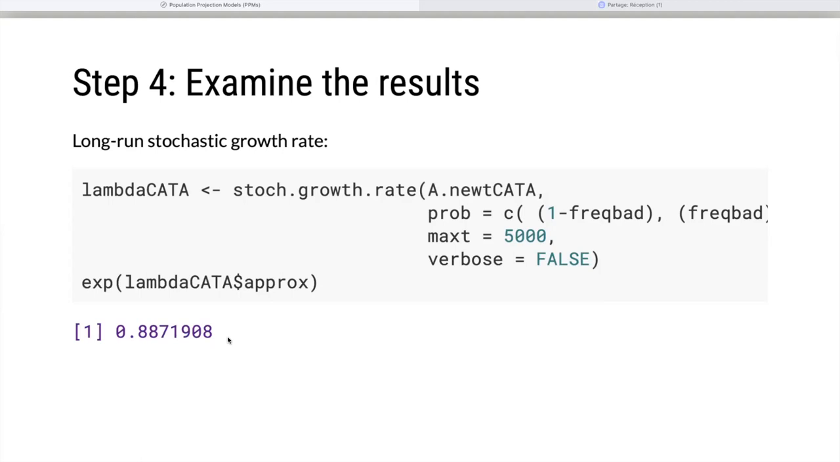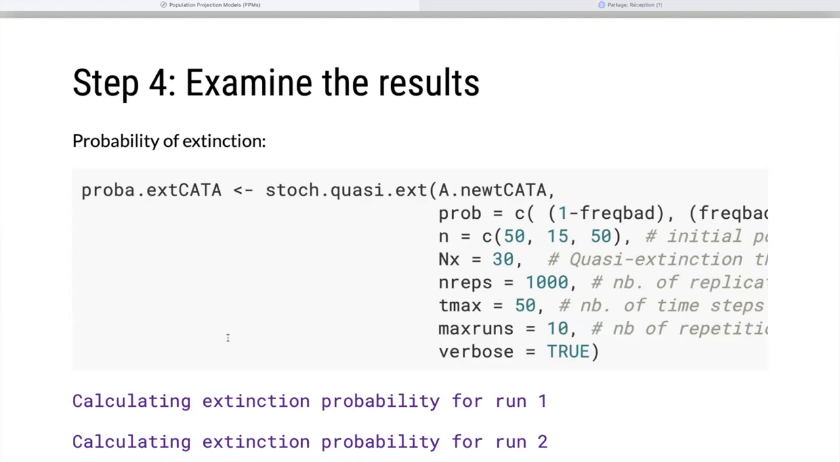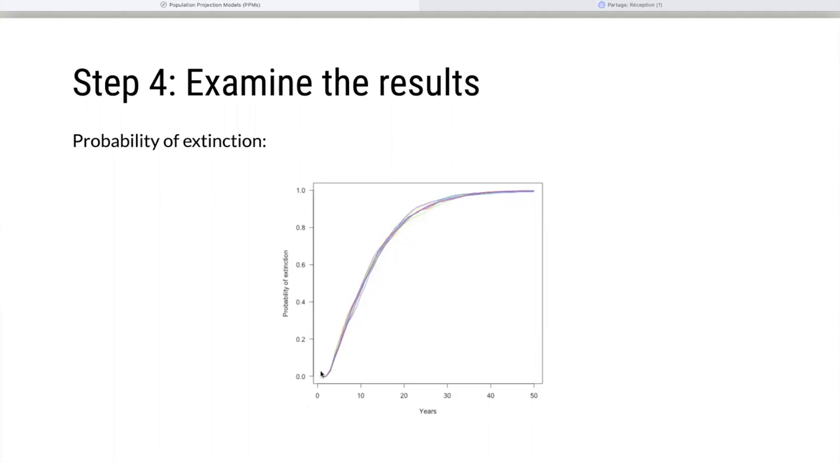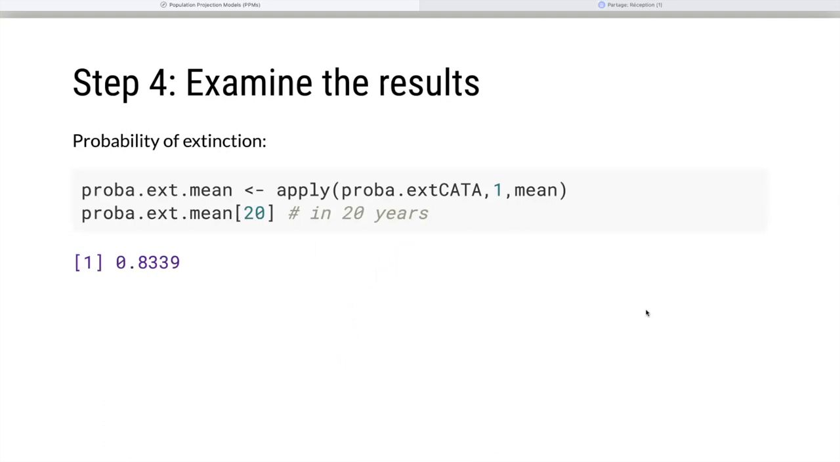We can calculate the probability of extinction using the same function as before, stoch.quasi.ext. And if we look at the probability of extinction over the next 50 years, we see that it's almost 100%. After 10 years, it's already 40% of the populations that we simulated that got extinct. So it's much higher than if we just included some random variation over the mean values. In 20 years, 83% of the populations got extinct. So the risk of extinction is high.